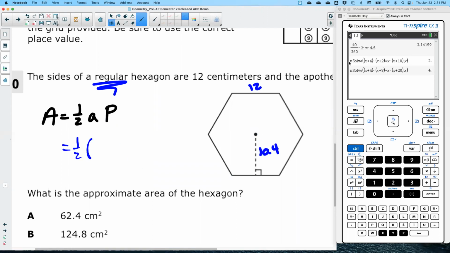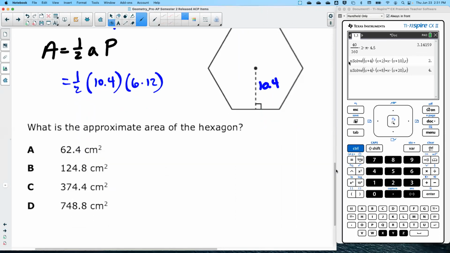What is 1/2 times, our apothem is 10.4, and what does that P stand for? Perimeter. How many sides are there? 6. So the perimeter would be 6 times 12. Type all that in and see what you get. I haven't checked our answers. We got 60 on the last one? All right, good. Type all that in, see what you get. Come on, Adriana. I got it.